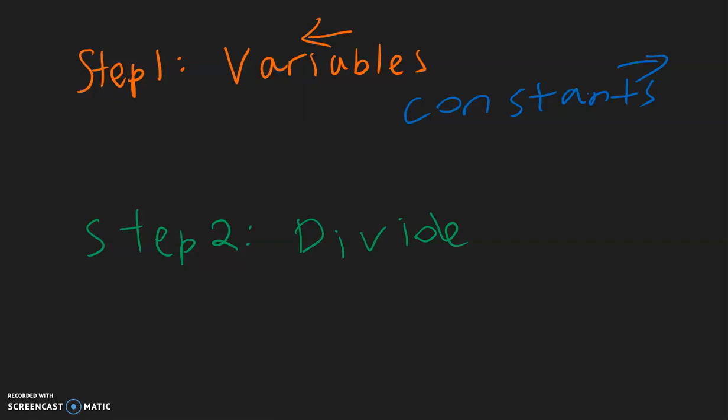In this video, you are going to learn how to solve multi-step equations. There are two steps to keep in mind. Step number one, variables go on the left. Variables are any letters, like if you see an x, a y, a w, a p, they go on the left side of the equation. And constants are just numbers by themselves. They go on the right side of the equal sign. Step two, divide.